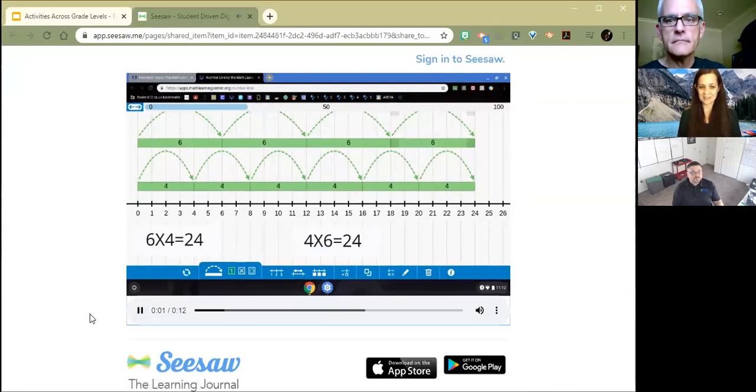You can use the property that 6 times 4 can equal 24, and 4 times 6 can equal 24. The commutative property shows that you can change these factors and still get the same product.